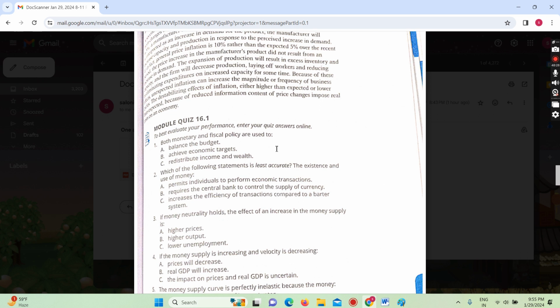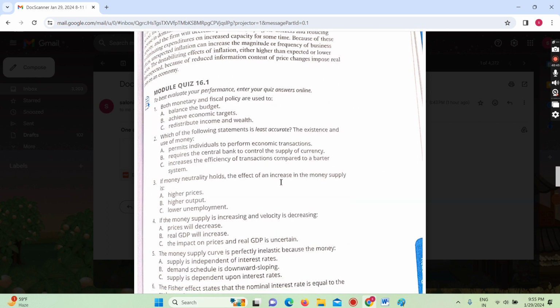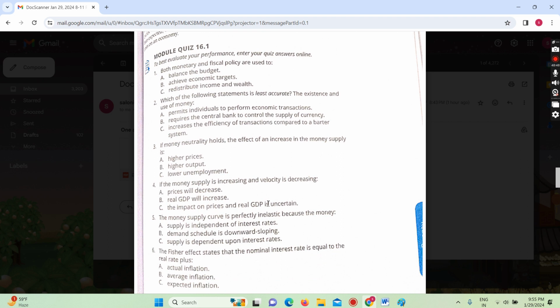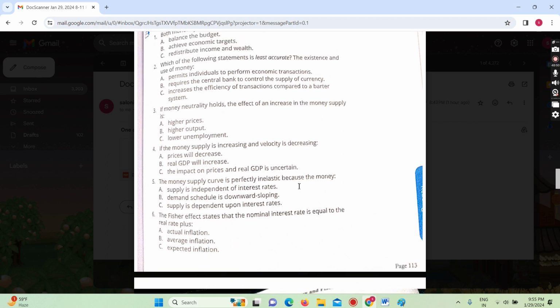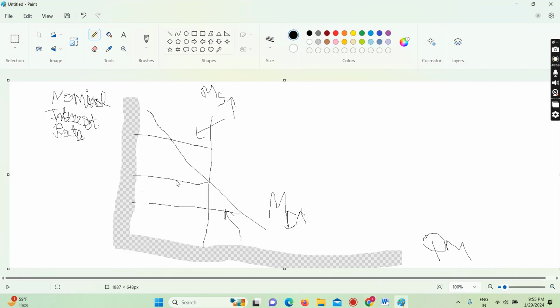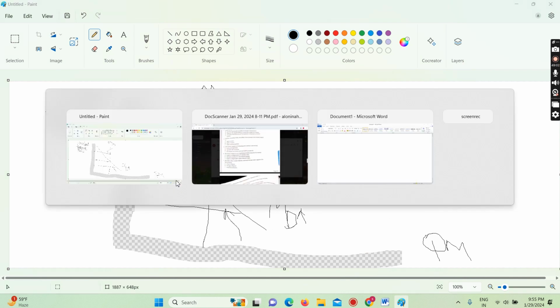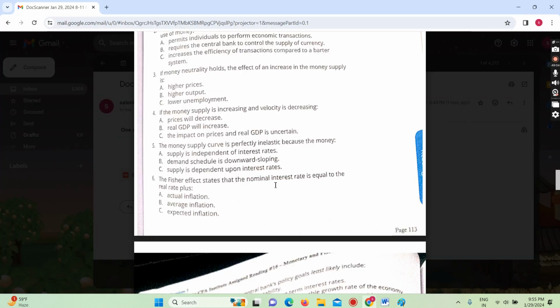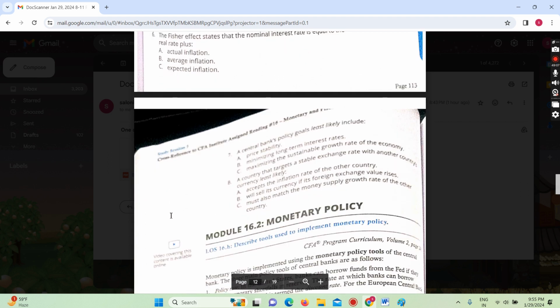If money neutrality holds, the effect of an increase in the money supply is higher prices. If the money supply is increasing and velocity is decreasing, the impact on prices and the real GDP will be uncertain. The money supply curve is perfectly inelastic because the supply is independent of the interest rate. We have discussed the graph as well. Then comes the Fisher effect, which states that the nominal interest rate is equal to the real rate plus the expected inflation.